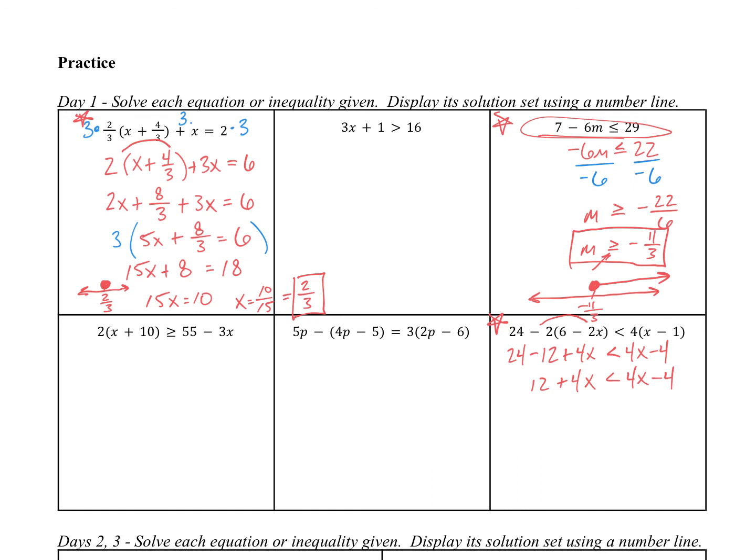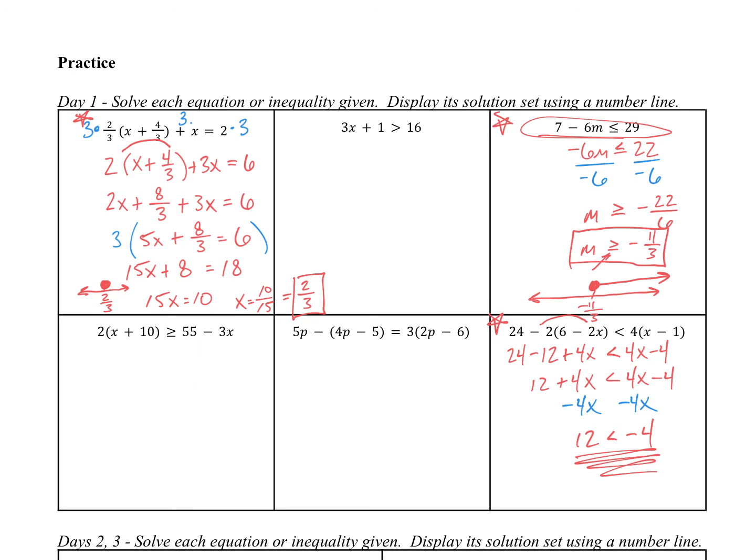And now we can try to get like terms together. So depending on what you want to do here, maybe you want to subtract 4x from both sides. So let's say I try to do that. We're going to end up with 12 is less than, and my x's are gone. We have not made any mistakes here. The problem is this can never be true. 12 is never less than negative 4.